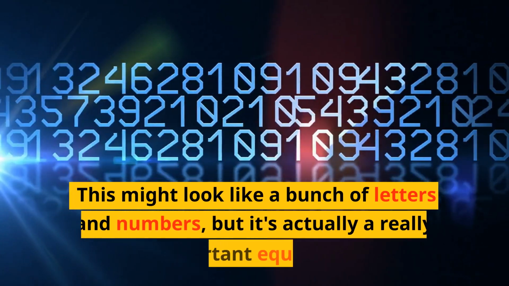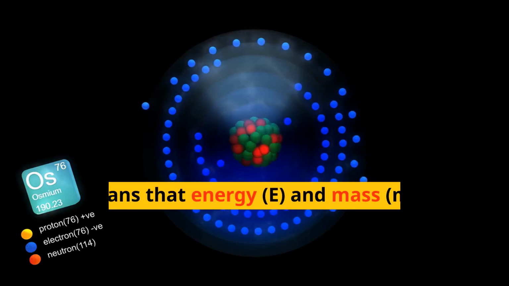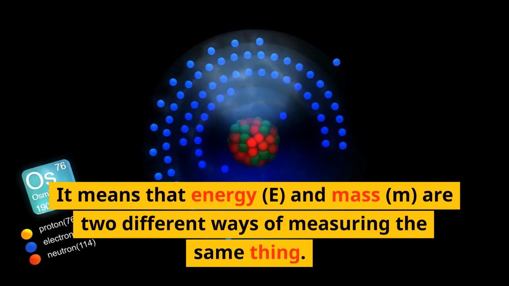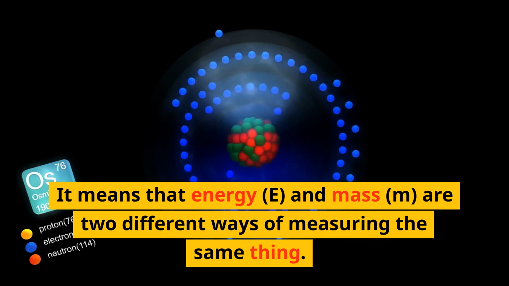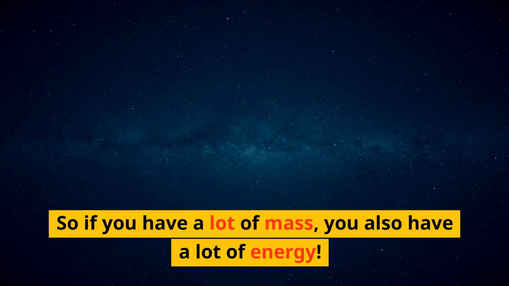This might look like a bunch of letters and numbers, but it's actually a really important equation. It means that energy, E, and mass, m, are two different ways of measuring the same thing. So if you have a lot of mass, you also have a lot of energy.